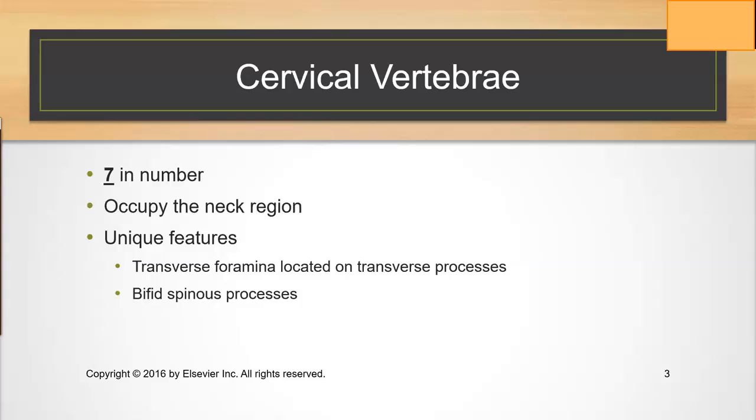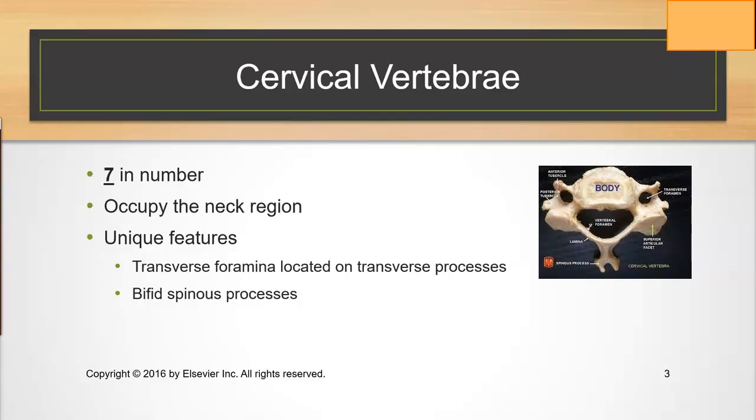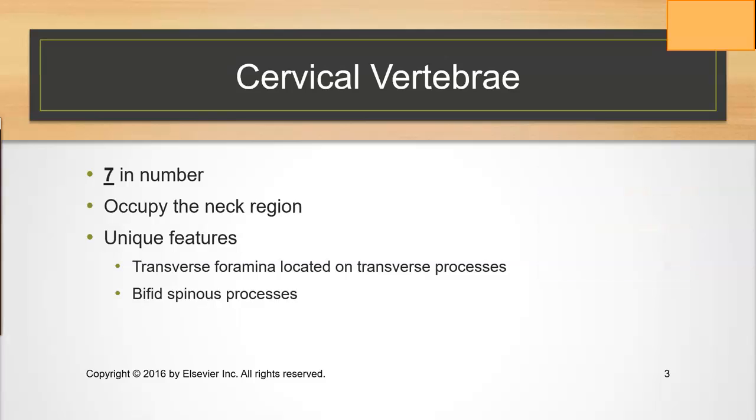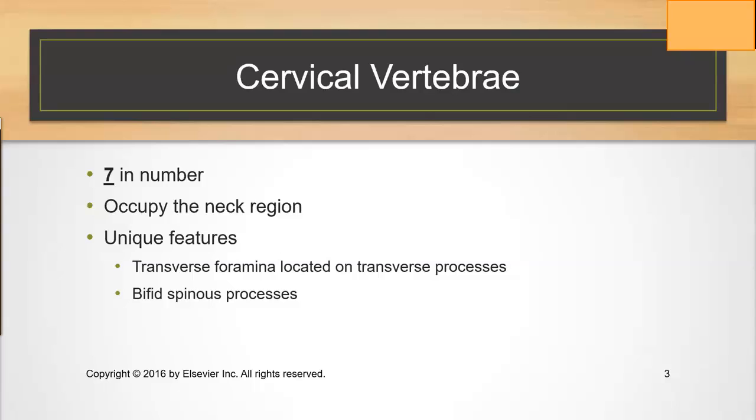Remember, whenever we talk about a foramen, we're talking about a hole or a circle. The transverse foramina lie on the transverse process. In addition, another unique feature of the cervical vertebrae is that cervical 3 through 7 have a bifid spinous tip. Bifid meaning that at the end of the spinous process, there are 2 projections that project inferiorly from the spinous process.